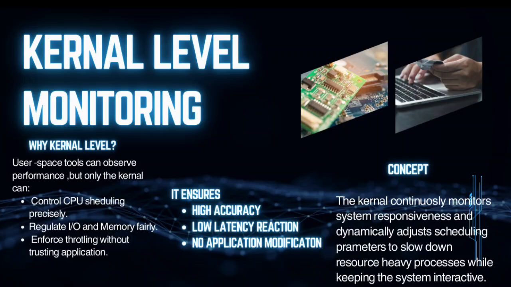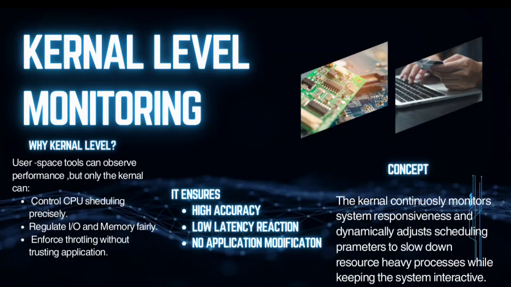Now let us go through the kernel level monitoring. Actually, this system is developed using a kernel operator. Why kernel level? Why is only kernel level used in this system? User space tools can observe performance, but only the kernel can control CPU scheduling precisely. The second one is it regulates input and output and memory fairly. The third is it enforces throttling without trusting the application. And it ensures high accuracy, low latency reaction, and no application modification.